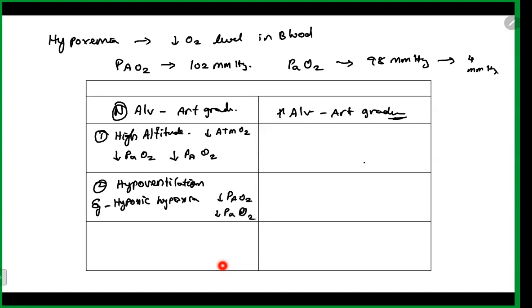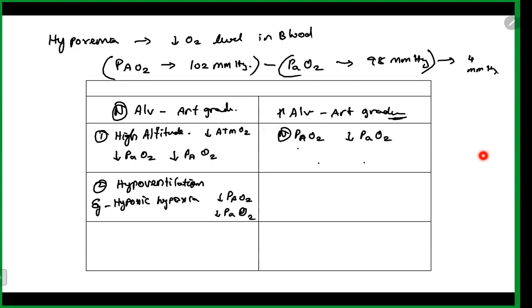But there are some conditions where there is an increase in the alveolar arterial gradient. For example, when there is a normal alveolar PaO2 level and a reduction in the partial pressure of oxygen in the arteries. So the oxygen level in the artery is low. So what happens? The alveolar PaO2 is normal, but the arterial oxygen is low. Then we are going to subtract these two, right? So when you subtract, this level will be increased. So the alveolar arterial gradient will be increased.